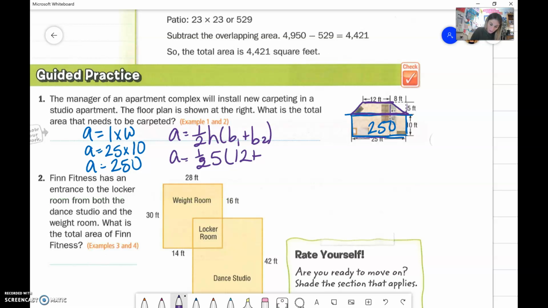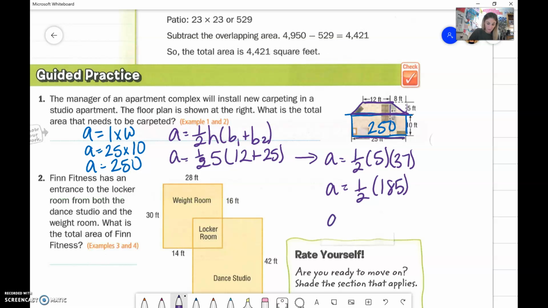See how this right here is the exact same as 25. I'm going to kind of scoot over here. So area equals 1/2 times 5 times 12 plus 25 is 37. And then I'm going to get area equals 1/2 times 5 times 37, which is 185. And when I take half of 185, I get 92.5, which means this area is 92.5.